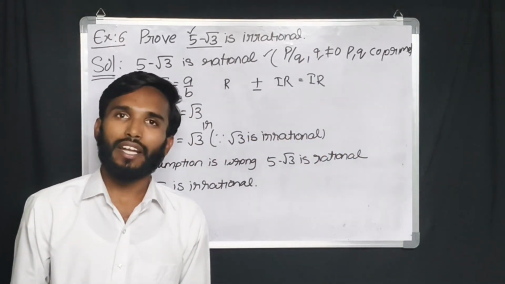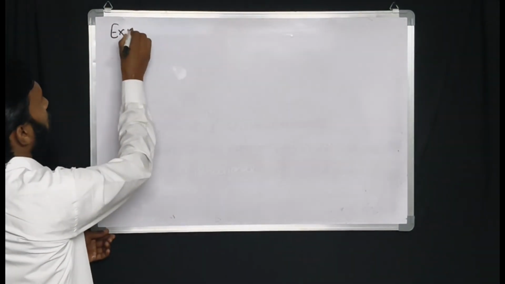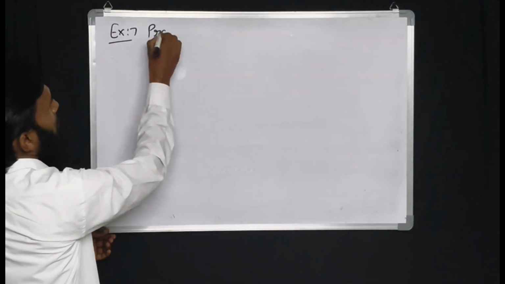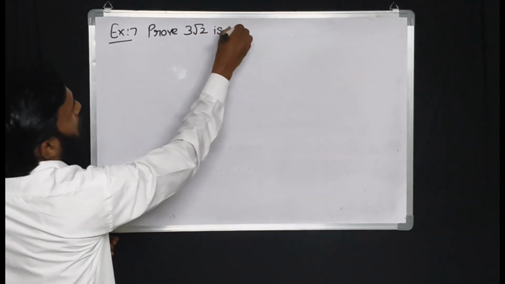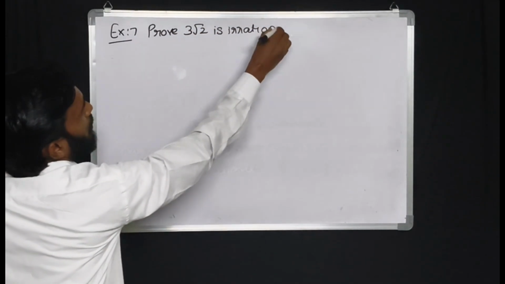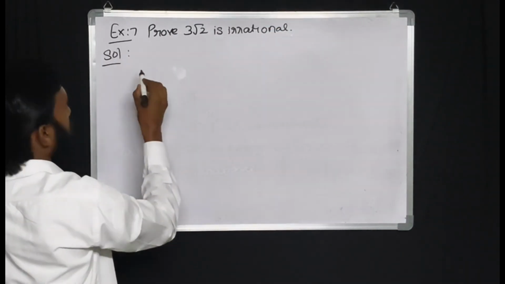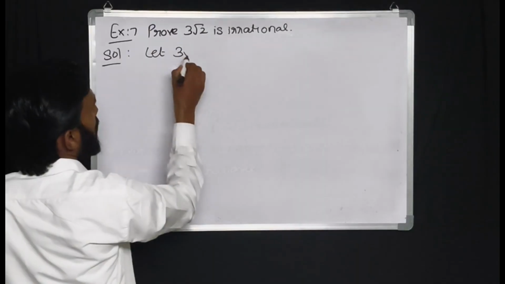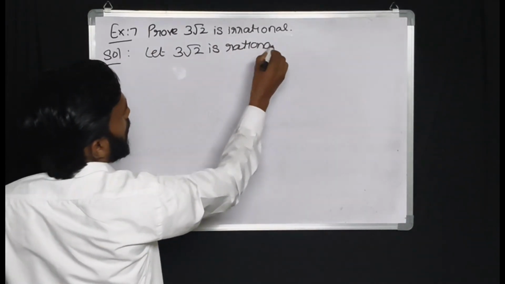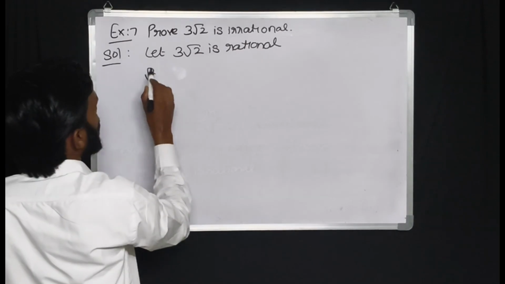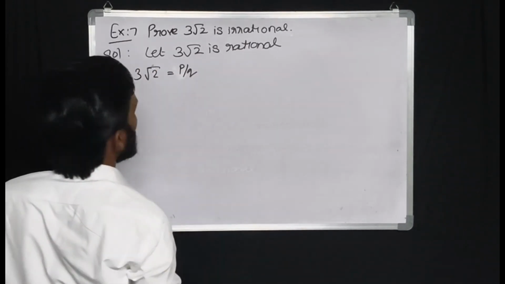Now let us see the next one, example 7. What is that example 7? Prove 3 root 2 is irrational. Solution same as the last one. Let 3 root 2 be rational. So 3 root 2 is equal to p by q.